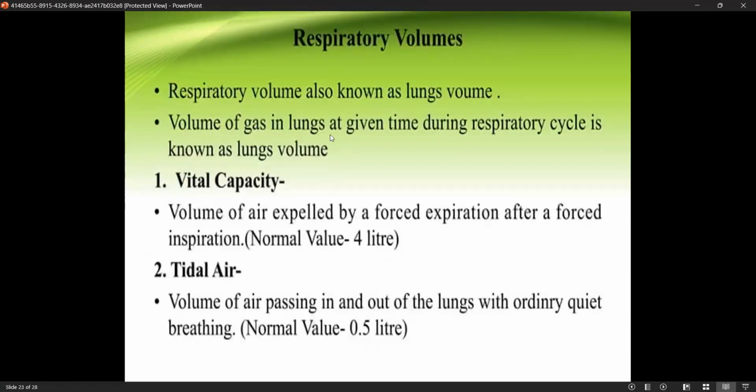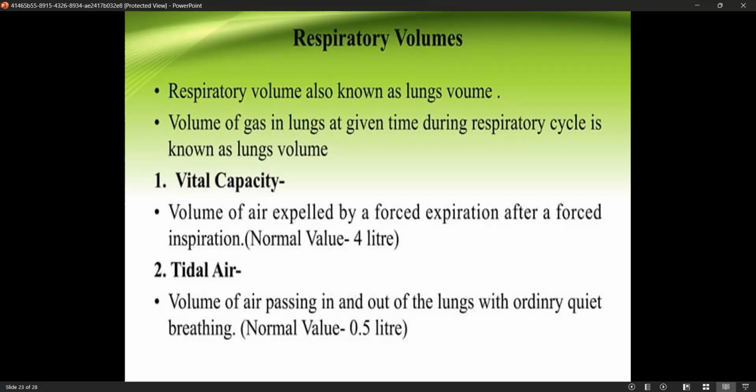Okay. So let's learn about some respiratory volumes. Respiratory volumes are also known as the lung volumes. The volume of gas in the lungs at a given time during the respiratory cycle is known as lung volume. One respiratory cycle is when one breathes in and one breathes out. In that cycle, the volume of gas present in the lungs at that particular period of time is called lung volume.